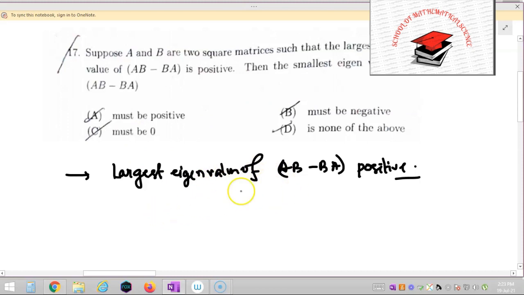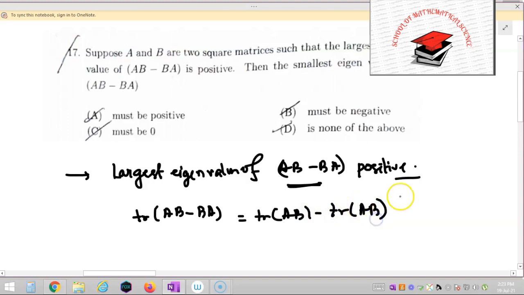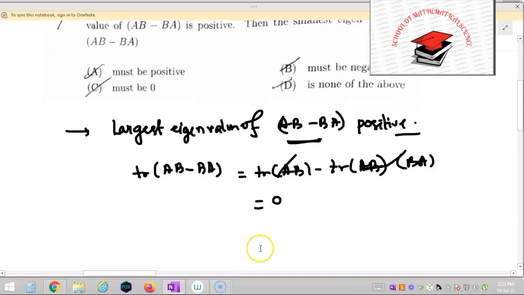let me find out the trace of this matrix. So trace of AB minus BA. We know that trace of A plus B is nothing but trace A plus trace B, so that would be trace of AB minus trace of BA. We know that for any matrices, trace of AB and trace of BA are the same, so this is nothing but 0. So trace of this matrix is equal to 0, and hence, we know that the trace of the matrix is the sum of the eigenvalues.